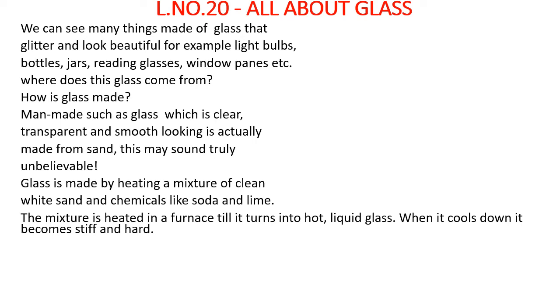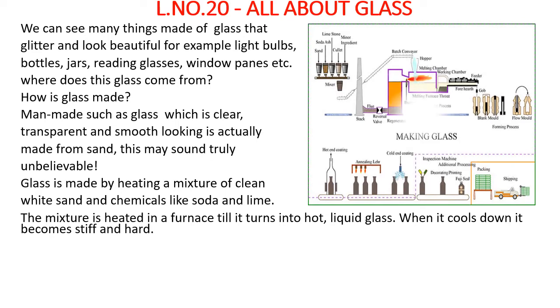Now glass is a man-made thing, which is very clear and transparent looking, and is actually made from sand. So this is really very amazing and unbelievable, because nobody can think that the transparent glass, which is very smooth and looking very clear, can be made from sand. Glass is made by heating a mixture of clean white sand and chemicals like soda and lime. The mixture is heated in a furnace till it turns into a hot liquid. When it cools down, it becomes stiff and hard.